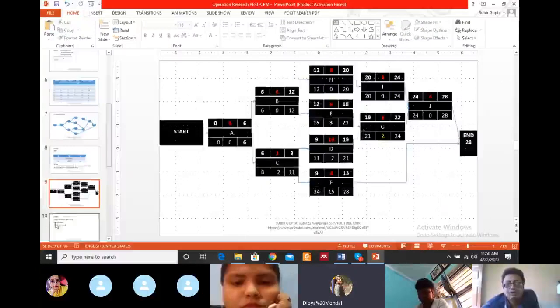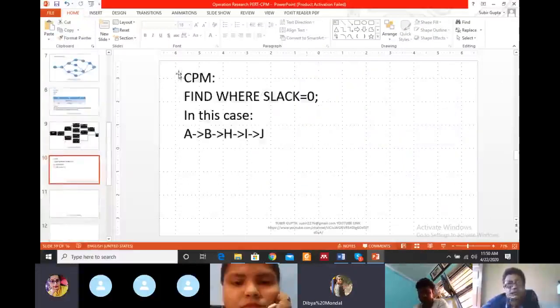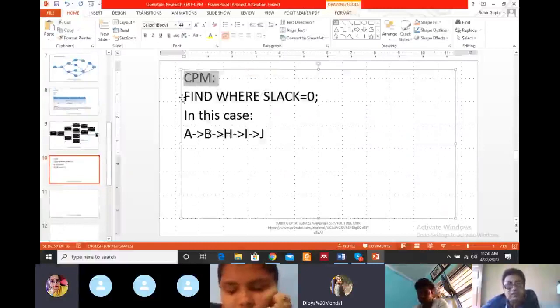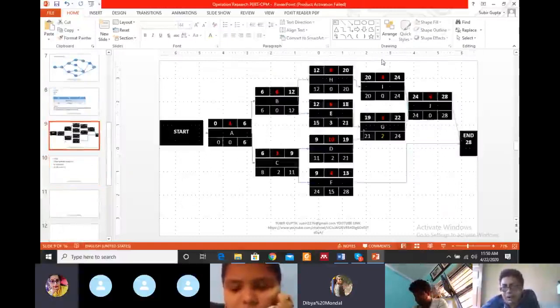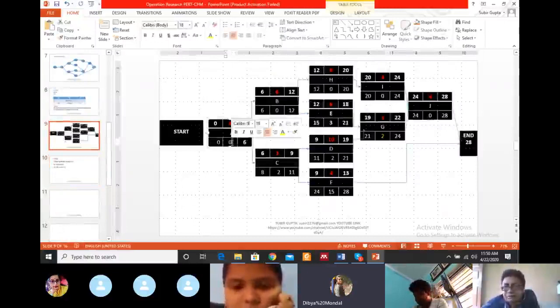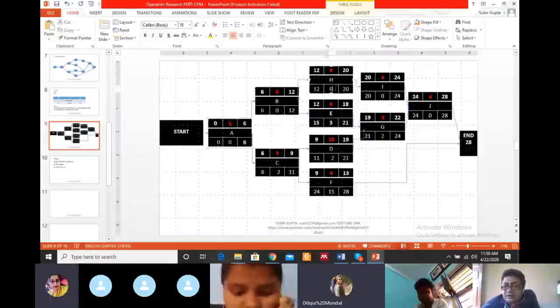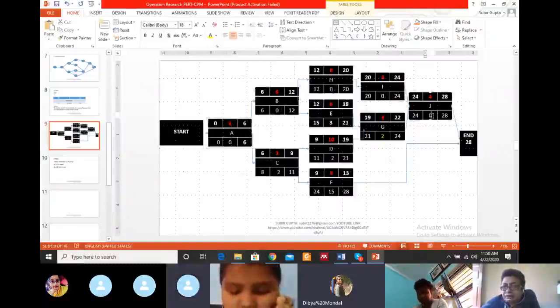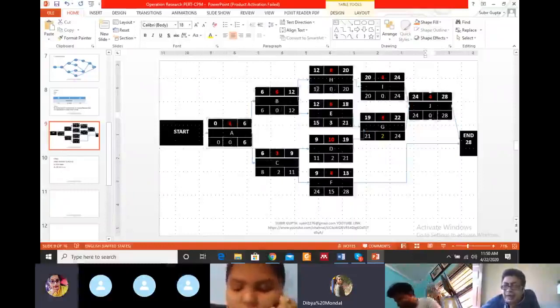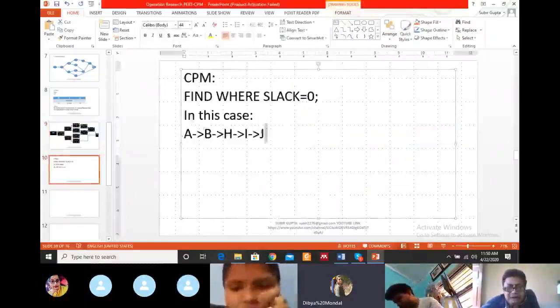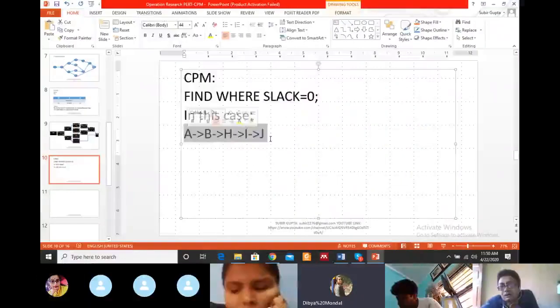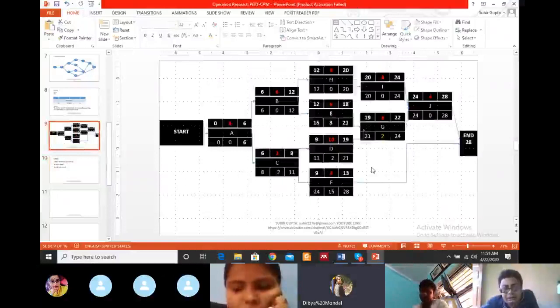Okay. Now the last part for today's discussion, that is the CPM. CPM means where we find the slack equal to 0. Now look at the diagram. Where is the slack 0? A, B, H, I, J. Right? Yes, sir. This is our CPM, critical path method. What is the solution of the CPM? A, B, H, I, J. Okay, everybody?